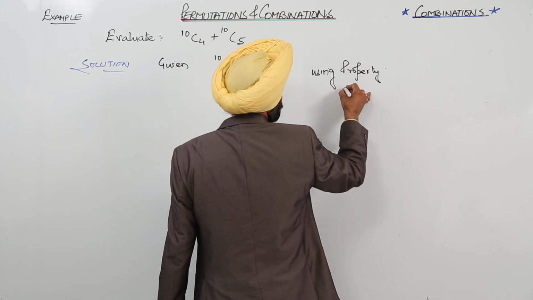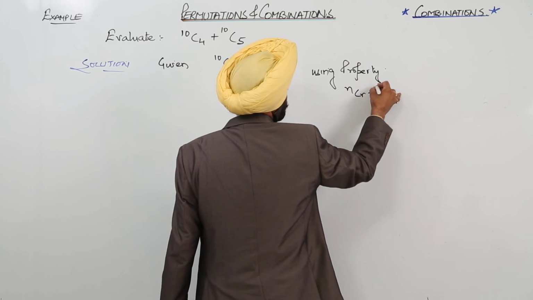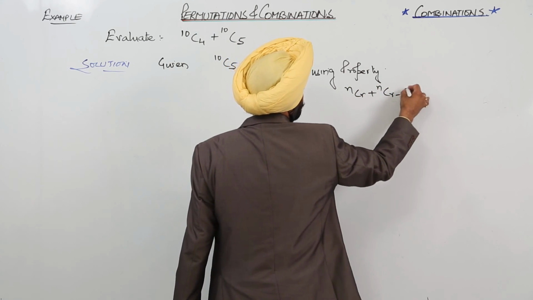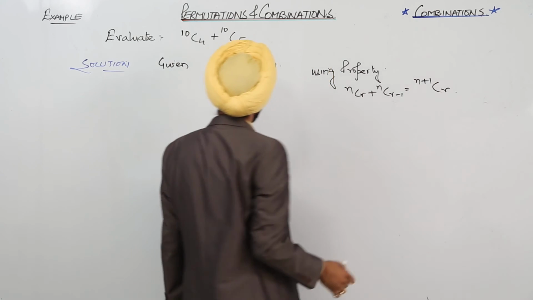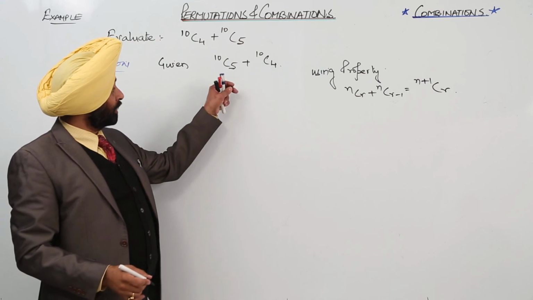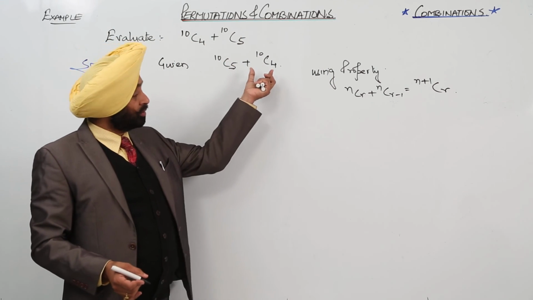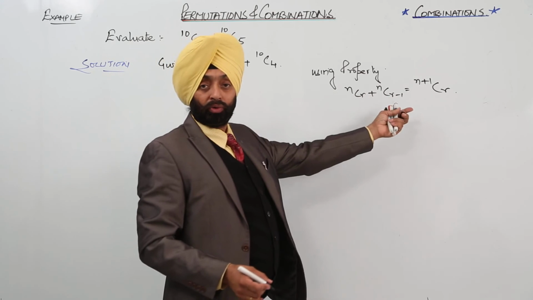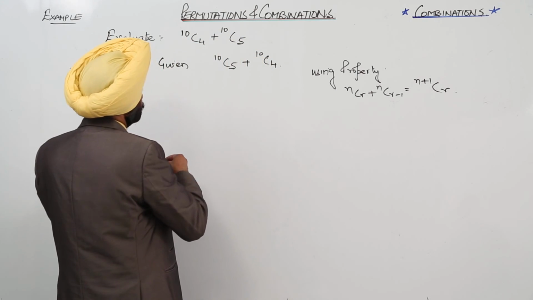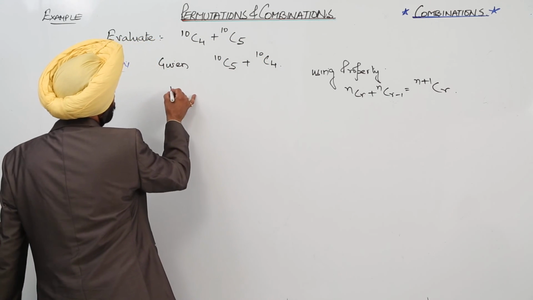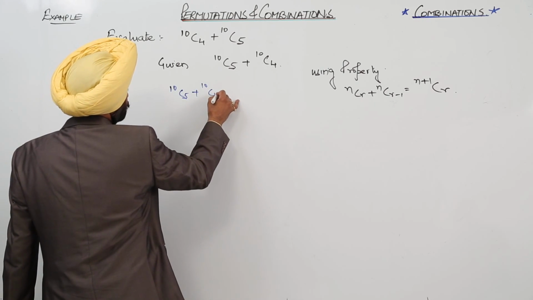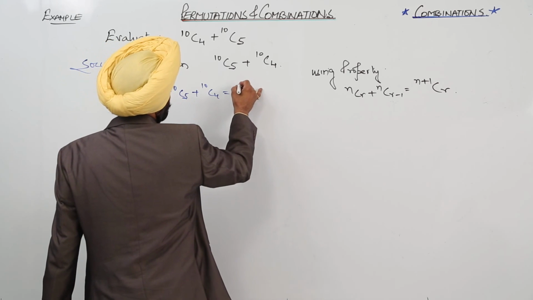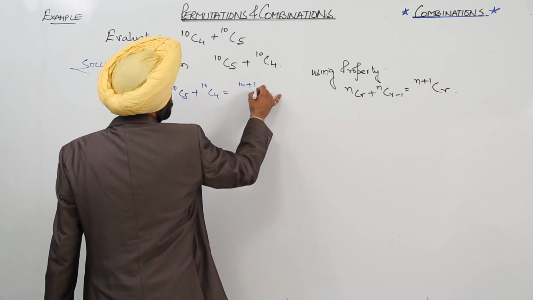The property was nCr plus nCr-1 is n+1Cr. So instead of wasting time solving this one first and then this one, we can directly go for the property. Now 10C5 plus 10C4 becomes 10+1C5.